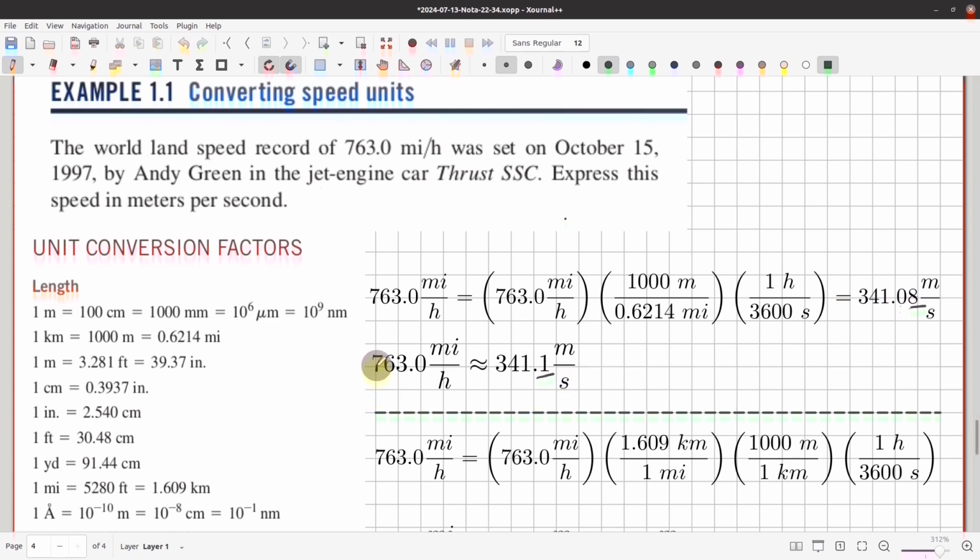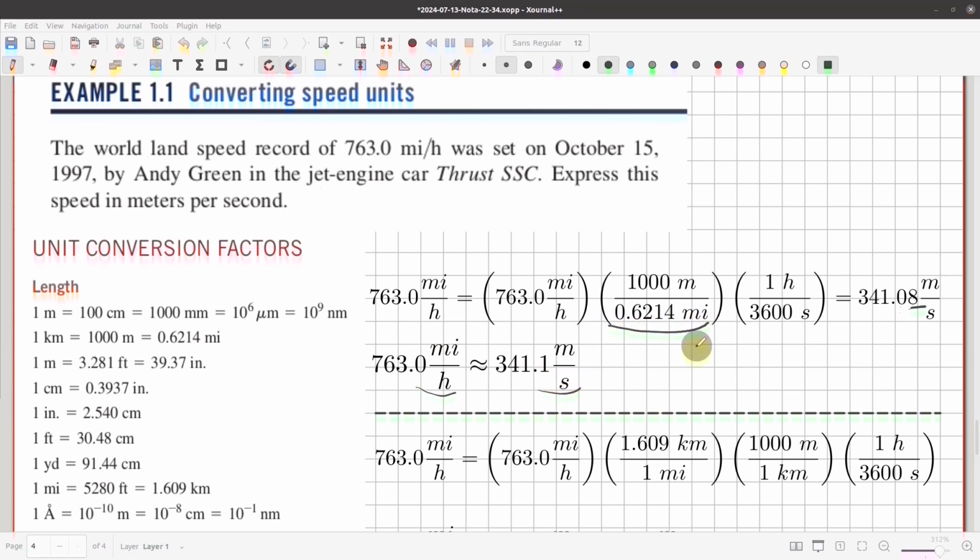Therefore, 763.0 miles per hour is approximately 341.1 meters per second. So far, we've mastered converting miles per hour to meters per second using a direct conversion factor. But what if that specific conversion factor wasn't readily available? Or what if we simply don't remember it?